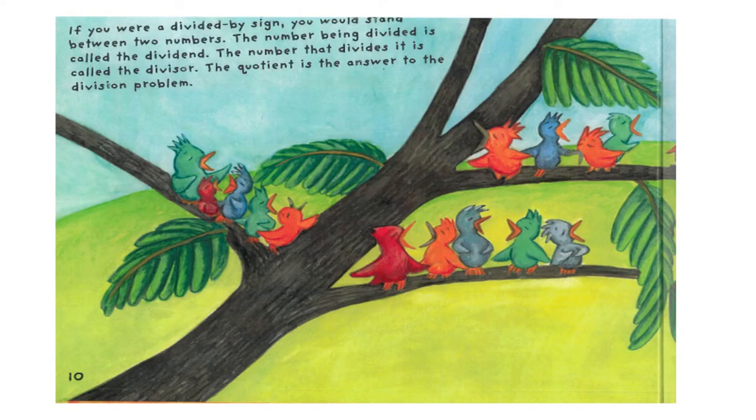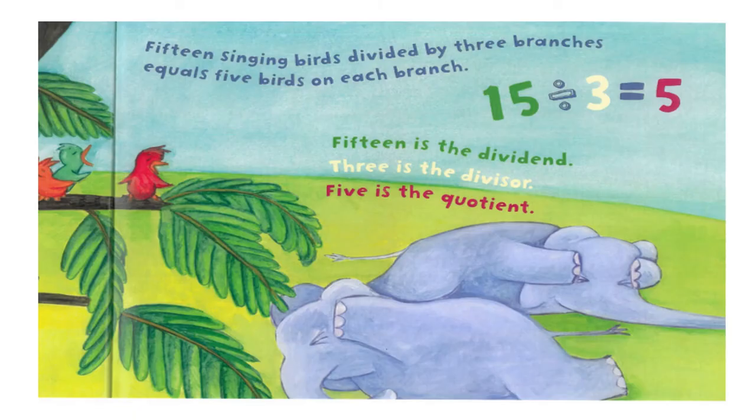If you were a divided by sign, you would stand between two numbers. The number being divided is called the dividend. The number that divides it is called the divisor. The quotient is the answer to the division problem. 15 singing birds divided by three branches equals five birds on each branch. 15 is the dividend, 3 is the divisor, 5 is the quotient.